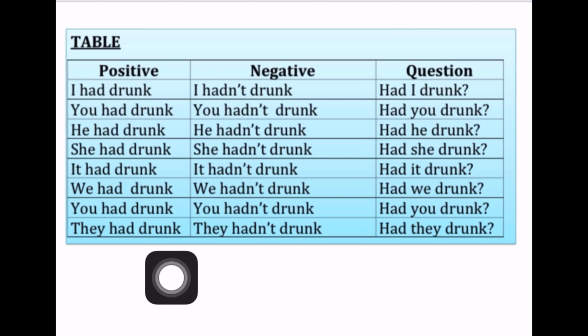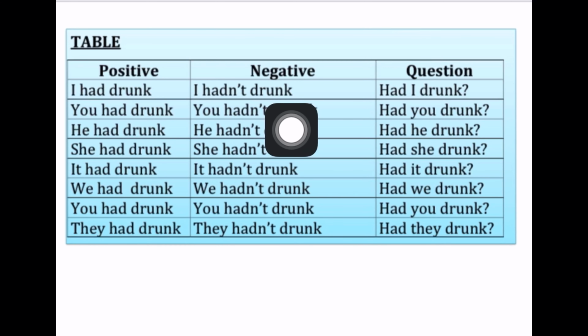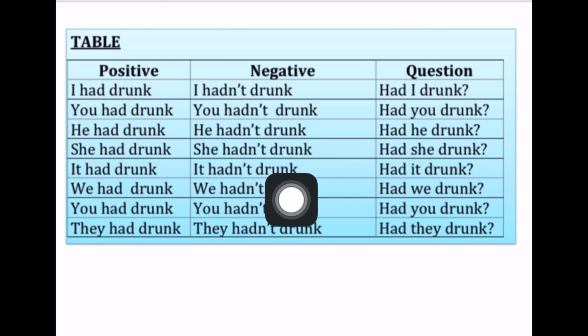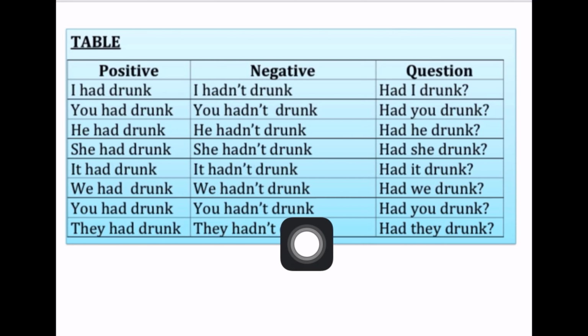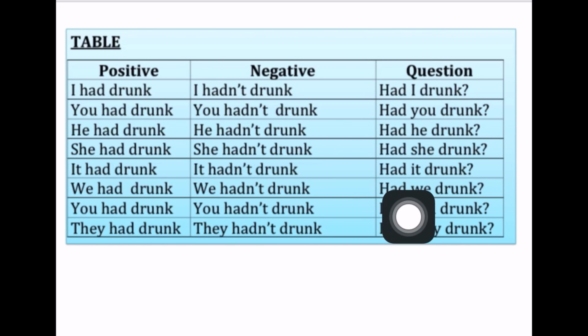They had drunk. Now the negative form is I hadn't drunk. You hadn't drunk. He hadn't drunk. She hadn't drunk. It hadn't drunk. We hadn't drunk. You hadn't drunk. They hadn't drunk. Now the question form goes like this.